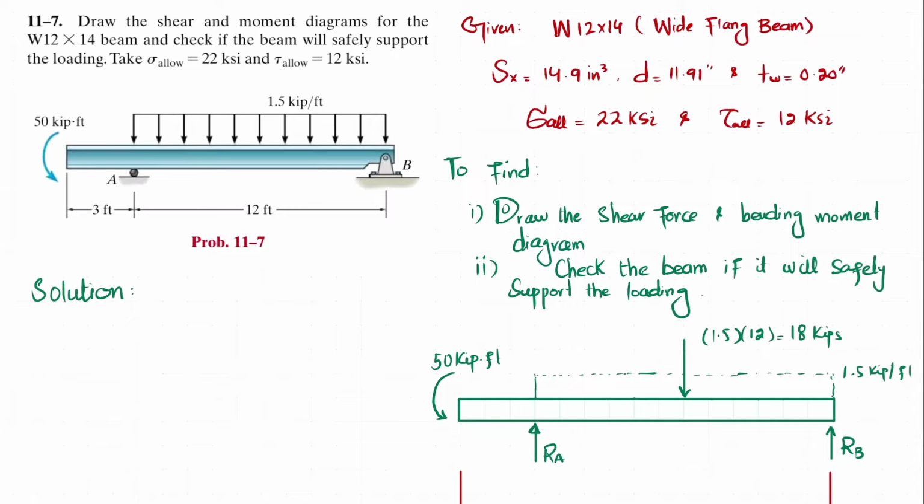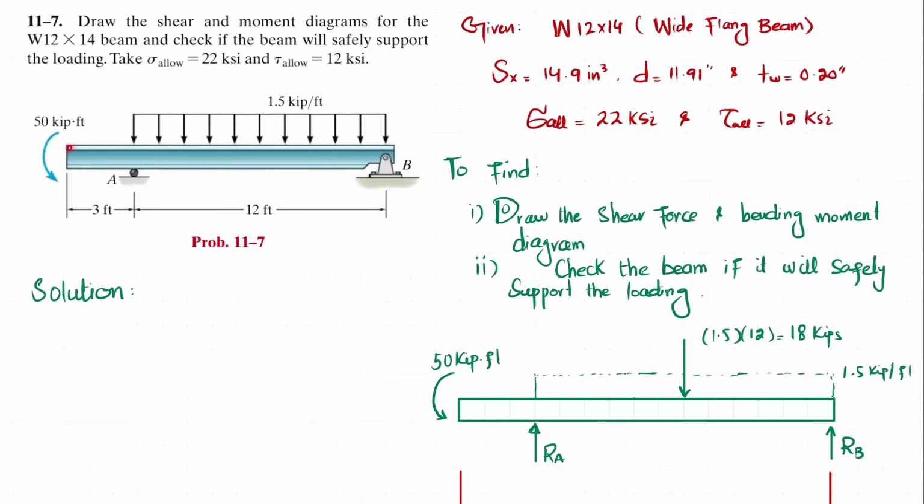Welcome back. Problem 11-7. The statement is: draw the shear and moment diagram for the W12 by 14 beam and check if the beam will safely support the loading. Take the allowable bending stress as 22 ksi and the allowable shearing stress as 12 ksi.